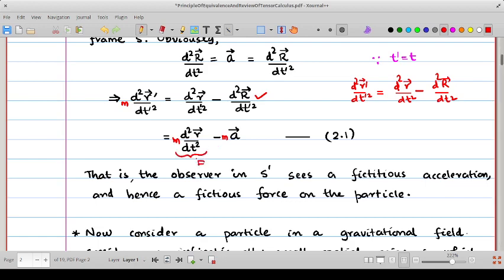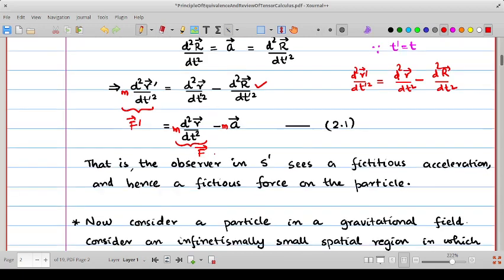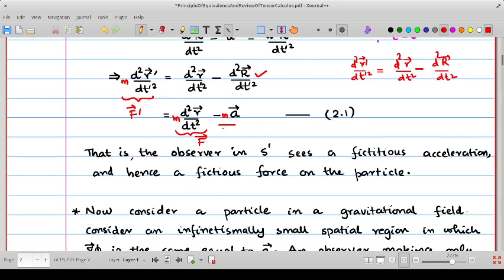So if I call this f, the total force as seen by the particle in the frame S, and this f dash the total force as seen by the particle in the frame S dash, we see that f dash is equal to f minus ma. So that means in the second frame S dash, the particle, in addition to the force F that it experiences in the frame S, feels another additional force, which is given by minus m times a. So this is due to the acceleration of its frame of reference, and it is called a fictitious force.